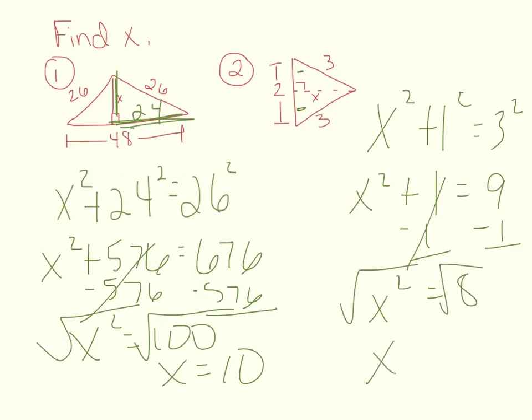Take the square root. Well, there is no square root of 8, but if I did a factor tree, I'd have 4 and 2, 2 and 2, so a pair of 2s. So I have 2 square root of 2. Okay, so make sure you're simplifying your radicals.